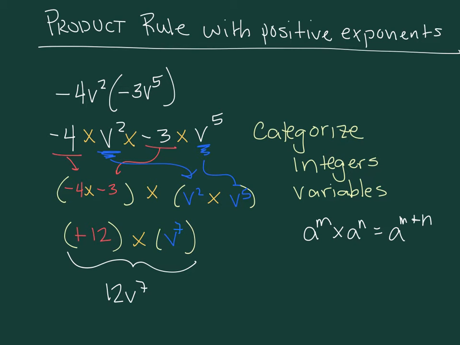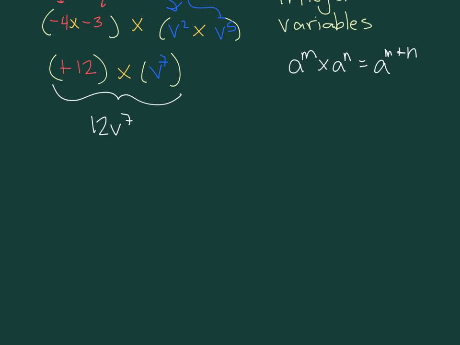So that is the structure of a product rule with positive exponents. Now, we're going to do this again in a faster way rather than separating everything out. So how would you do this in a faster format? Well, let's just write out the problem again: -4v squared times -3v to the fifth.